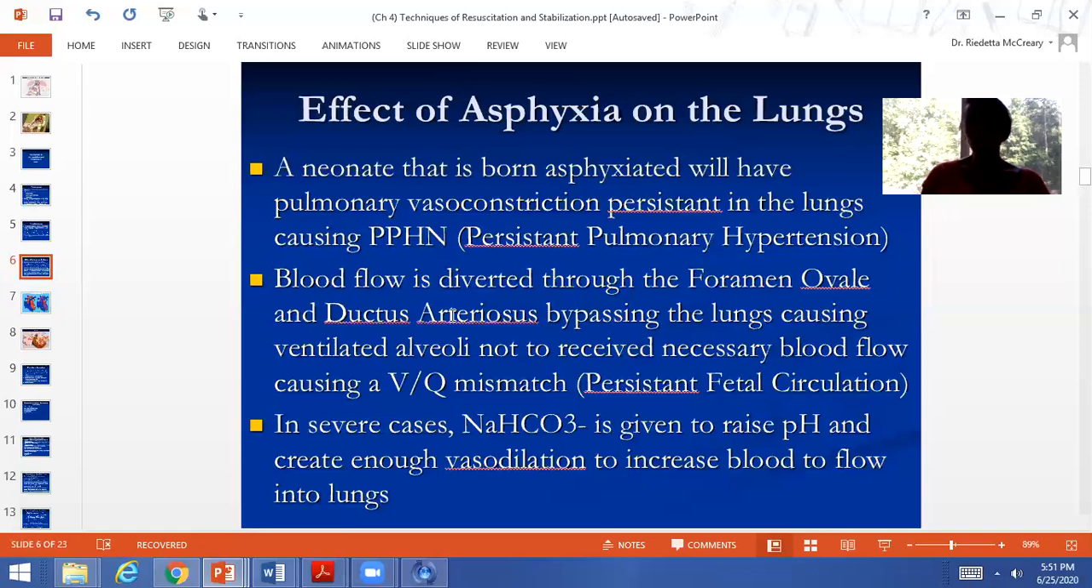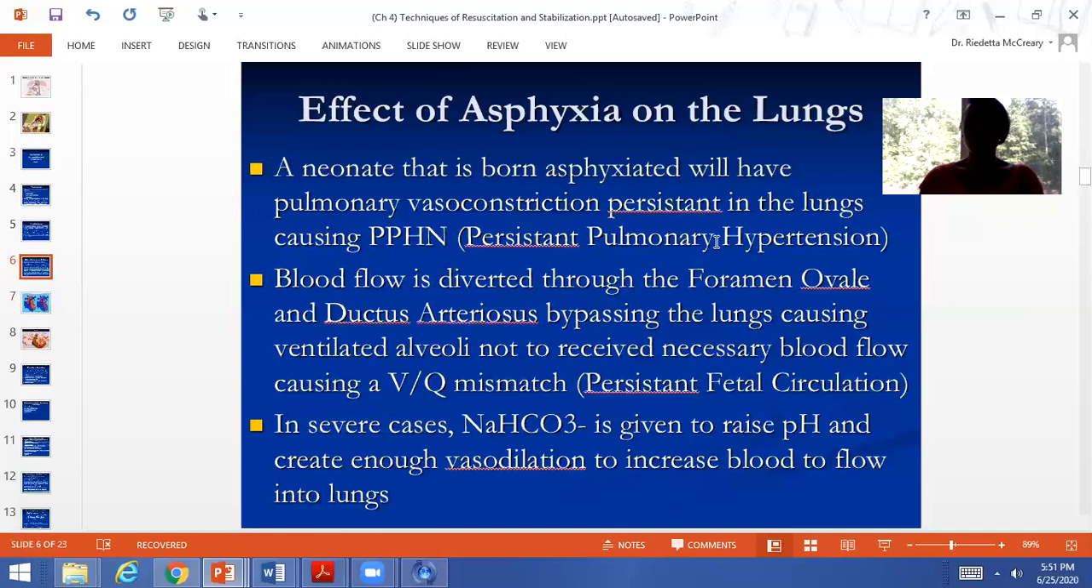So in severe cases, sodium bicarb is given to raise the pH and create enough vasodilation to increase blood flow into the lungs. So that's the desired result. In persistent pulmonary hypertension of the newborn, the goal is to vasodilate. We want to get the pulmonary vasculature to dilate so that the hypertension that the baby is experiencing in the pulmonary system can now be resolved.